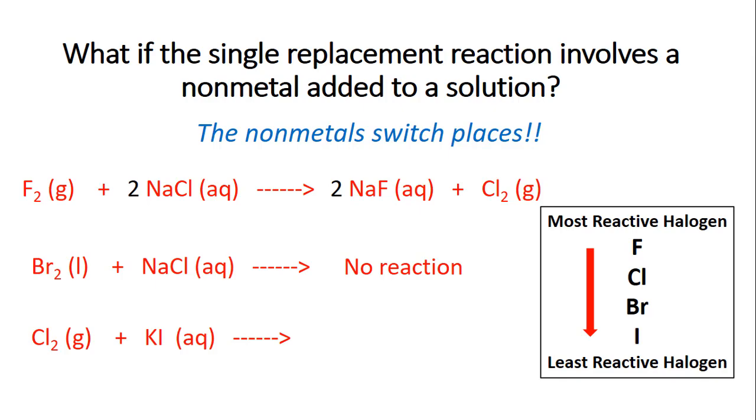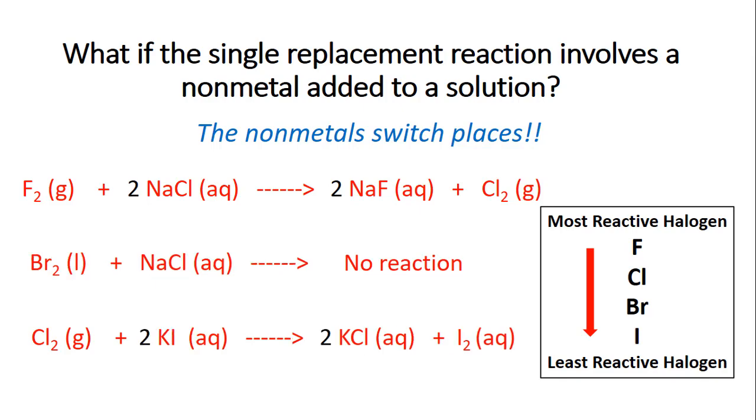We'll have a compound called potassium chloride as one of our products. Think about your ion charges before you try to write it. And iodine will be produced as an element as the second product. It would look something like this. My final step is to always go back and balance my equation.